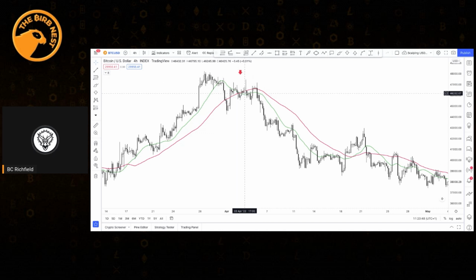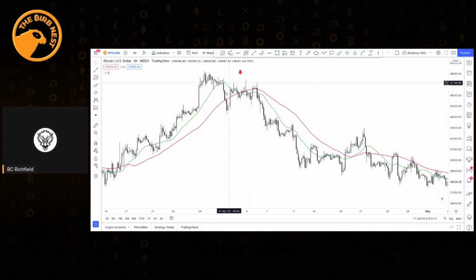Now, this is the point in which we had the cross. What we can see here is we've got a bullish market structure coming into it, setting higher highs, higher lows. We then set this low, this lower high here, okay? And we get to a point where we're getting a breakdown in market structure.